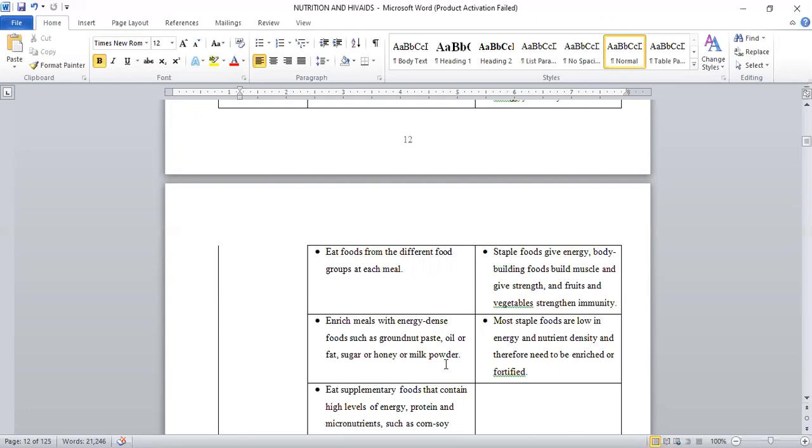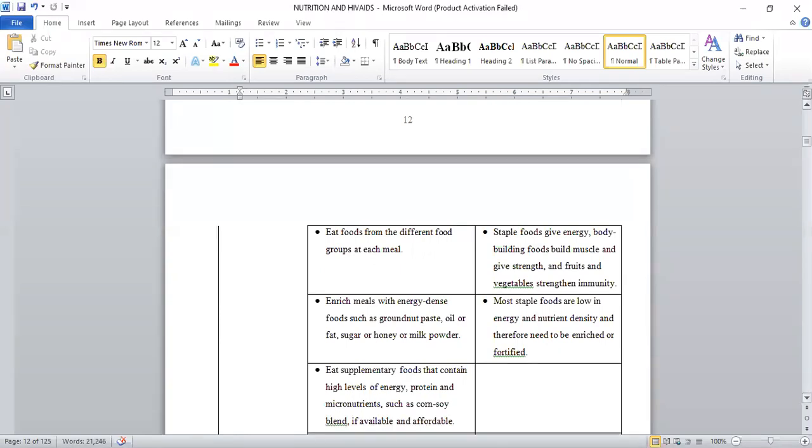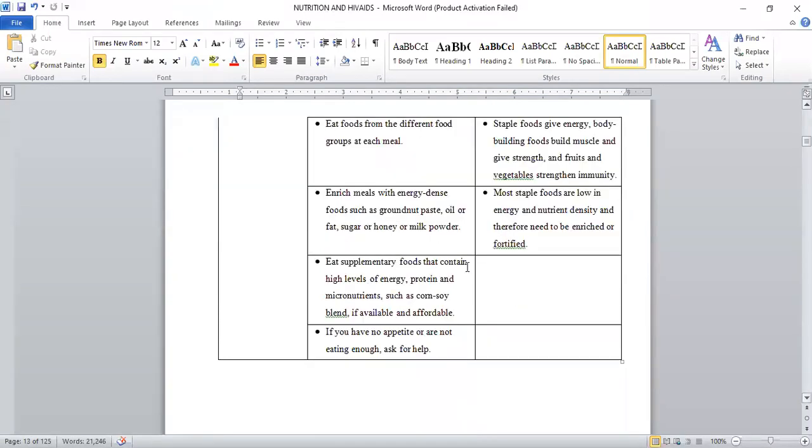For example, when you're taking a porridge, your porridge can have groundnuts, which are milled together. Addition of something like oil in food is very key. Sugar, you can as well add, or you can add honey or even milk in your diet. These are ways of making your food energy dense. But remember, this is for a person whose weight is going down, whereby you can even add sugar. But ensure that this person is not using excess.